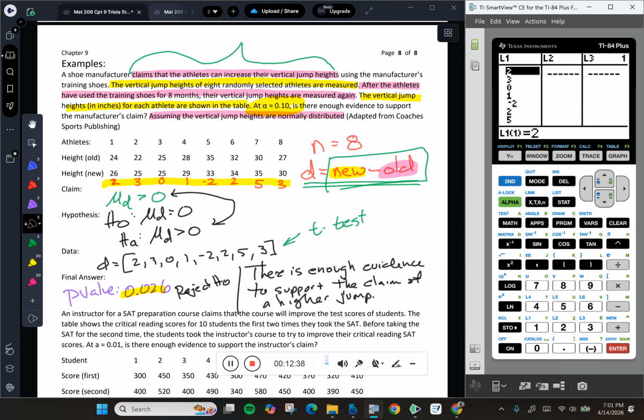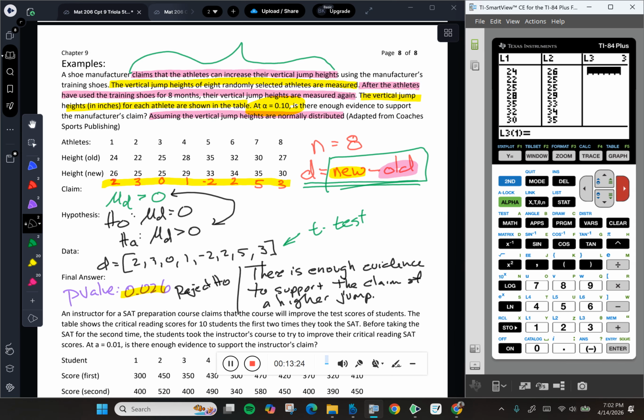If I wanted to, I could go back here and in list 1, I could put in the old jump heights. 28, 35, 32, 30, 32, 30, and 27. And then in list 2, I could put the new jump heights. 26, 25, 25, 29, 33, 34, 35, and 30.